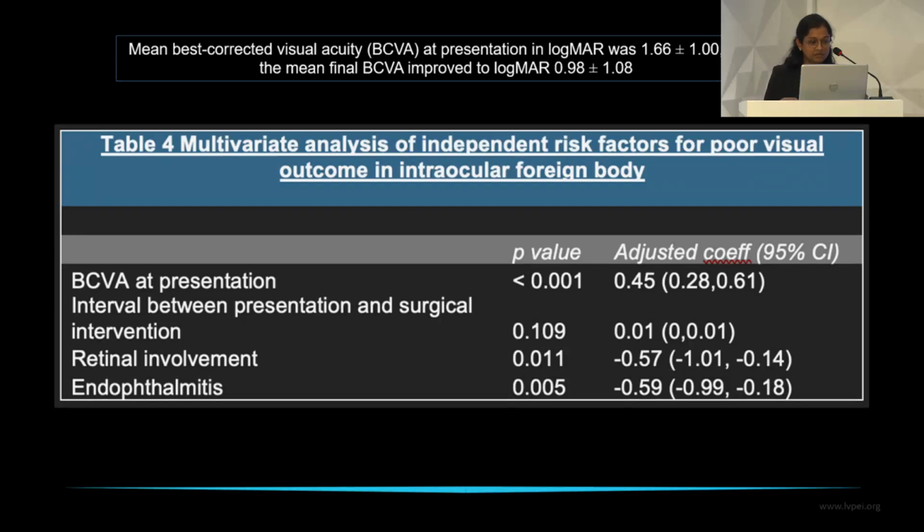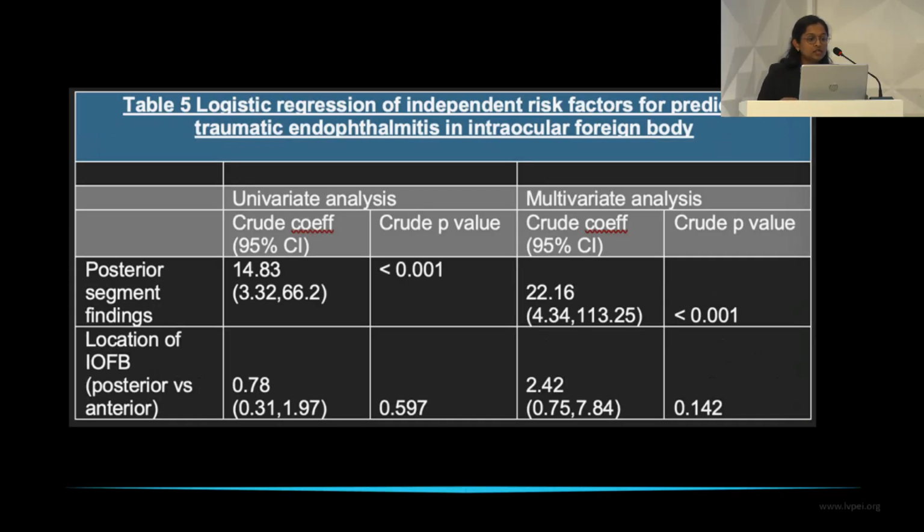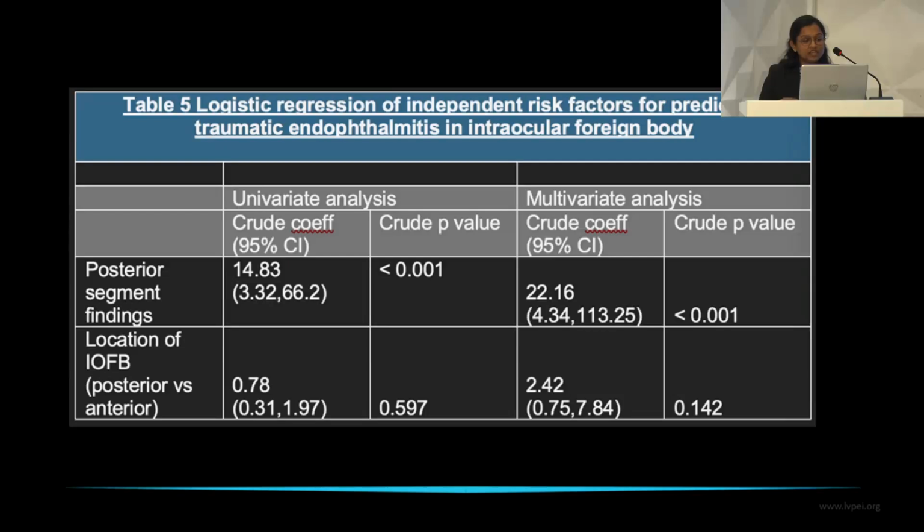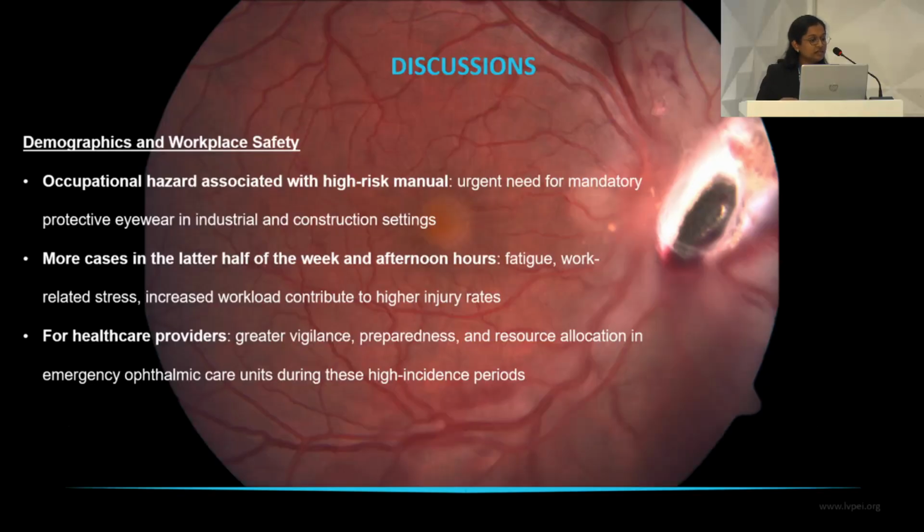which is moderate impairment. Running the multivariate analysis of independent risk factors, we were able to find 3 independent predictors for poor visual outcome: poor best corrected visual acuity at presentation, retinal involvement, and patient presenting with endophthalmitis. Looking at the logistic regression of independent risk factors for predicting traumatic endophthalmitis, although the location of the intraocular foreign body did not have much significance, involvement of posterior segment findings was very significantly associated with the incidence of traumatic endophthalmitis.